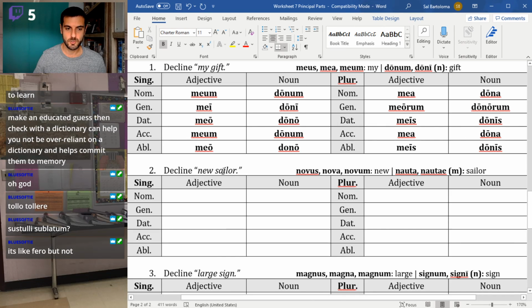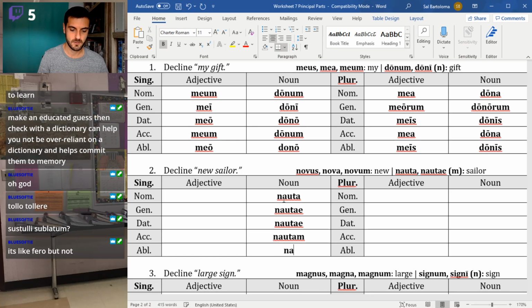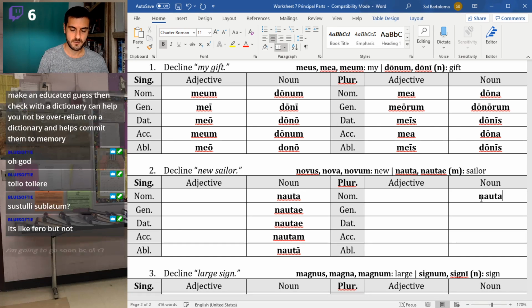Second pair is a new sailor. So let's start with the noun, sailor. Nauta, nautae, that's first declension. So we can power through that. Nauta, nautae, nautae, nautam, nauta, nautae, nautarum.